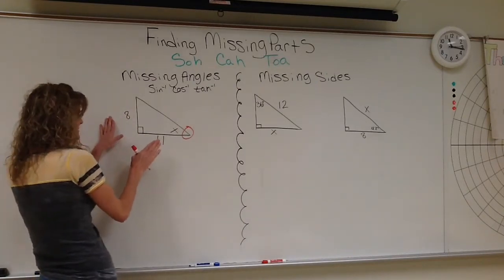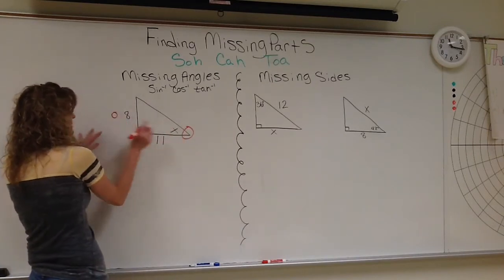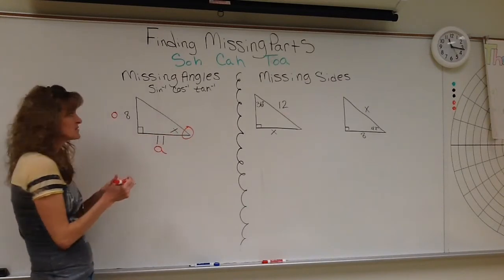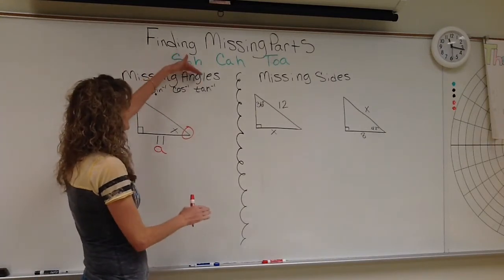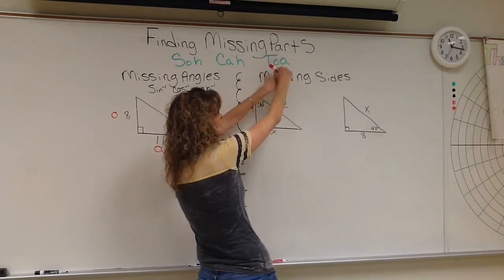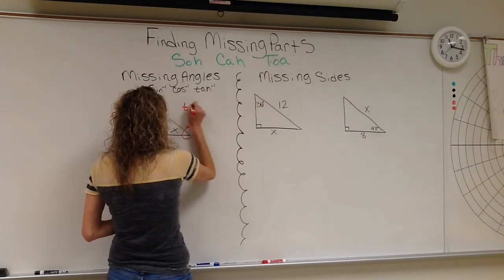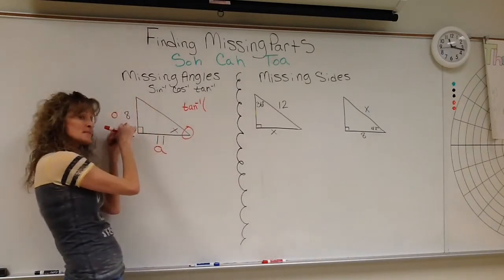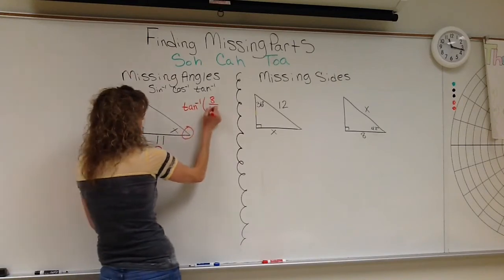And then I'm going to look at what they labeled on the triangle. They labeled an 8 and an 11. And the 8 is the opposite of the angle in question, and the 11 is the adjacent. So I know that I have opposite and adjacent. Using my SOH CAH TOA, I realize that it's the tangent that deals with opposite and adjacent. So I know I'm going to do tangent inverse opposite, which is 8, over adjacent, which is 11.